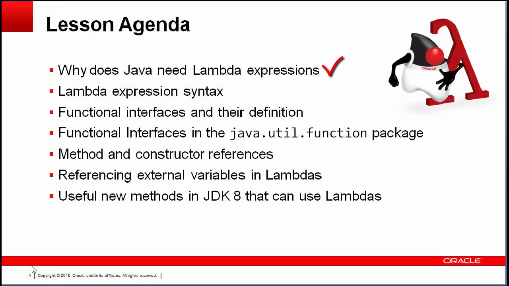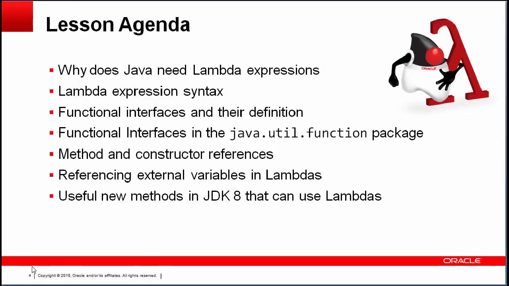Java is 20 years old and we've been very happily programming for those last 20 years, or 19 years, since JDK 8 is about a year since it was released. So we've been using Java for a good 19 years without Lambda expressions. So why do we need to add them at this point in time?